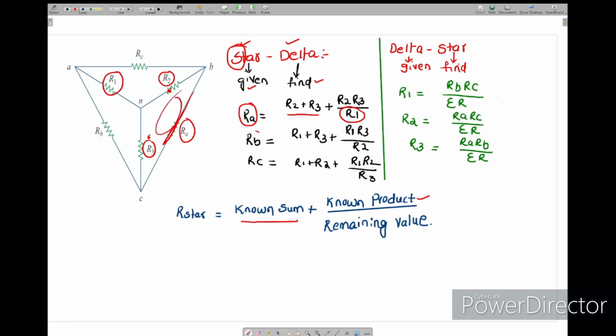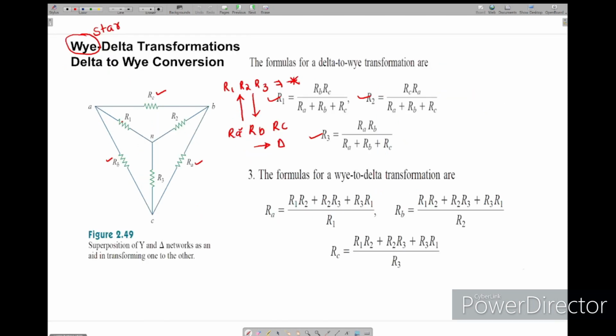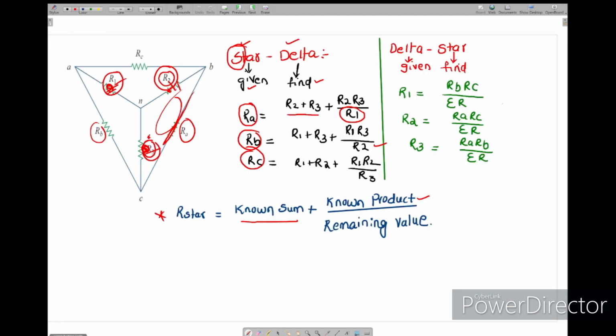So if you see RB, because this is the delta RB. So RB again it is covered by R1, R3. So this sum R1 plus R3 and their product R1 into R3 divided by remaining, which is R2. Now if you see RC, it is again between these two, R1 plus R2 plus their product divided by remaining, which is R3. That's what I mentioned here. Here no need to learn all these formulas by heart, just apply what I told using this logic. This is about star to delta.